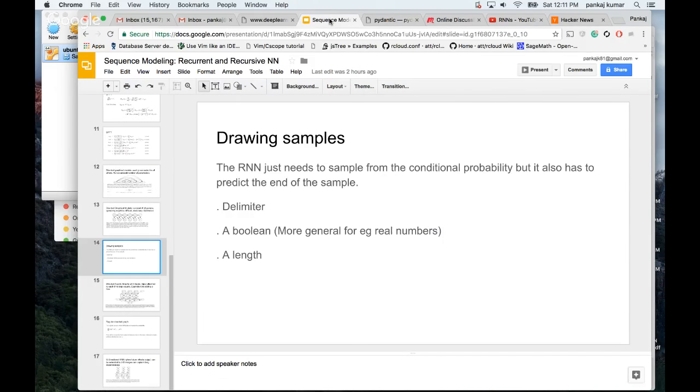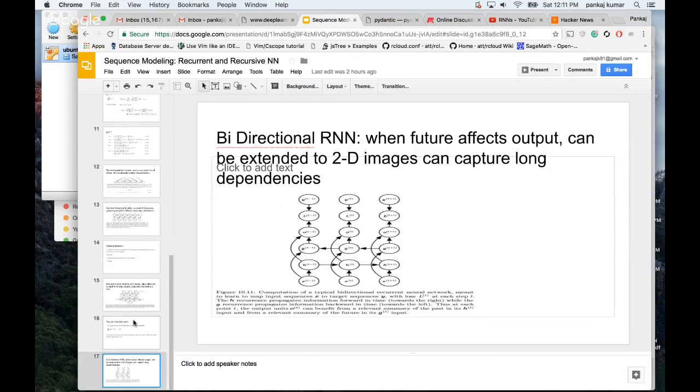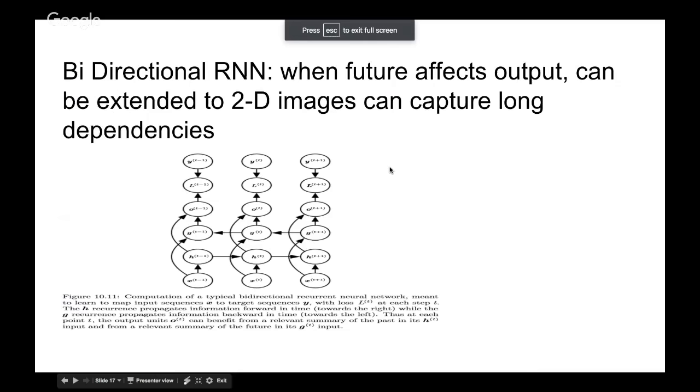Okay, so now another one. This last one is bidirectional RNNs, which are important. The book gives an example that in speech recognition, the meaning of the sound depends not only on things in the past, but also things in the future. So if you use the basic version of RNN, it does not do a good job with speech recognition.